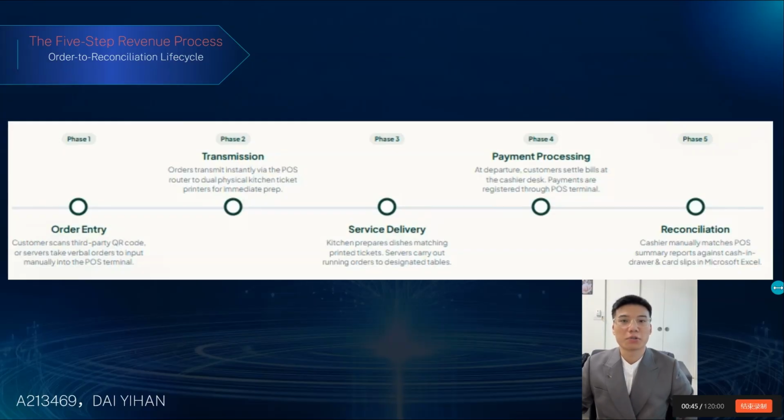First, customer orders are captured either through QR code or by manual service entry. Second, the POS transmits these orders to physical printers in the kitchen. Third, servers deliver food matching the print ticket. Fourth, the cashier processes payment through the POS. Finally, the shift ends with a manual reconciliation where cash and card slips are compared with the POS report inside Microsoft Excel.